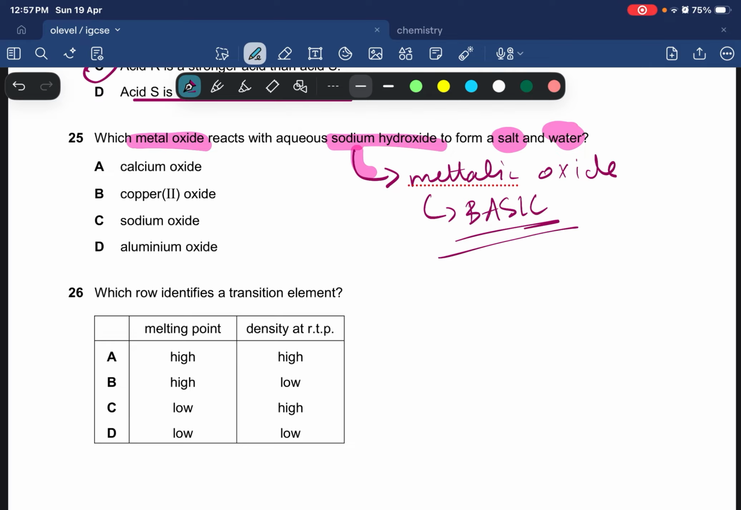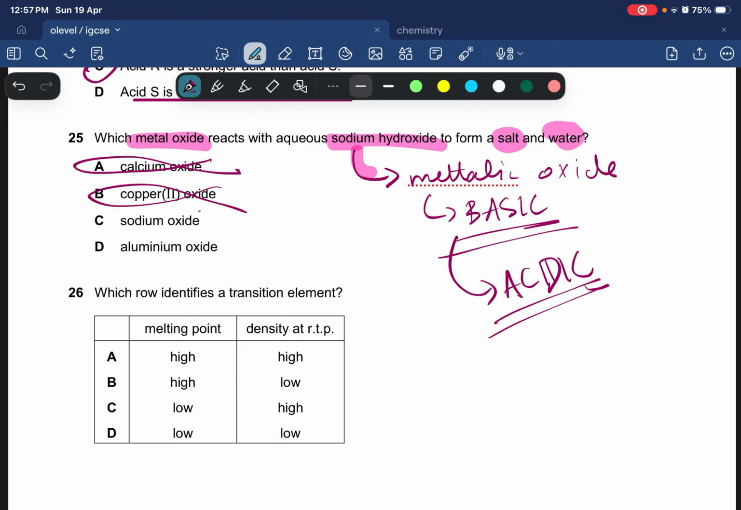Calcium oxide with a basic oxide, what's going to react? With a basic oxide, an acidic oxide is going to react. So calcium oxide is a basic oxide, so it's not going to react. We need an acidic oxide. Copper oxide is basic, sodium oxide is basic, aluminum oxide.